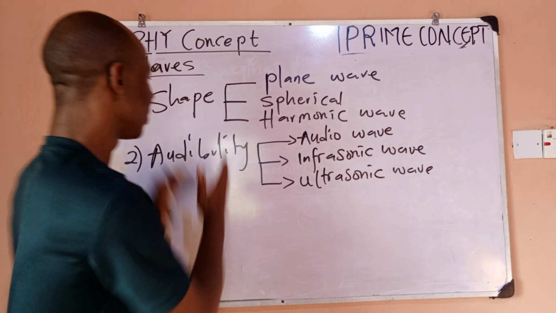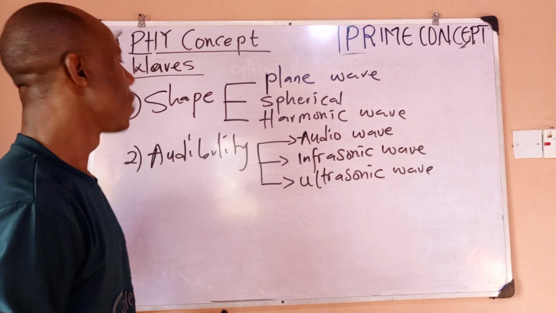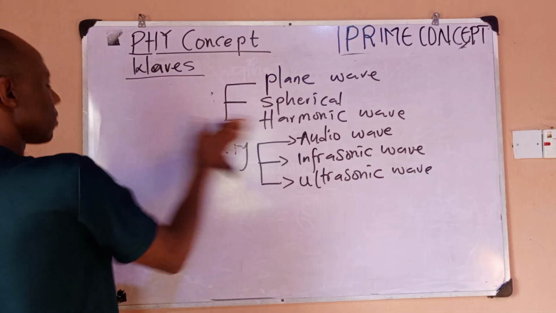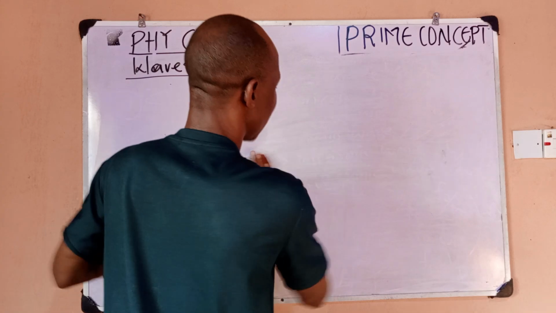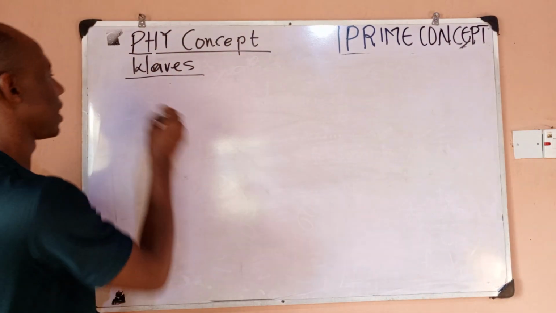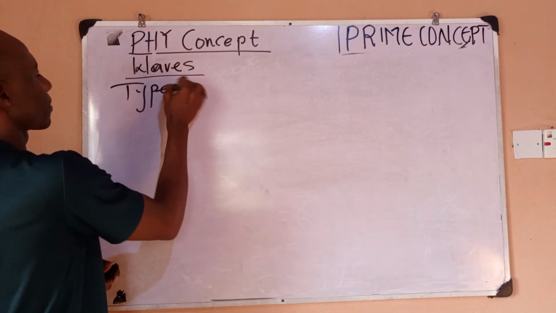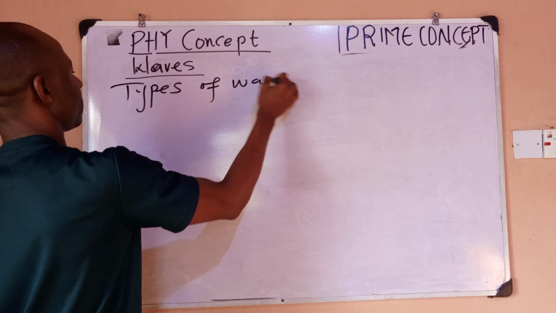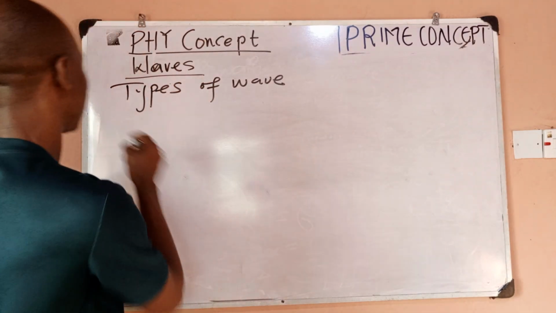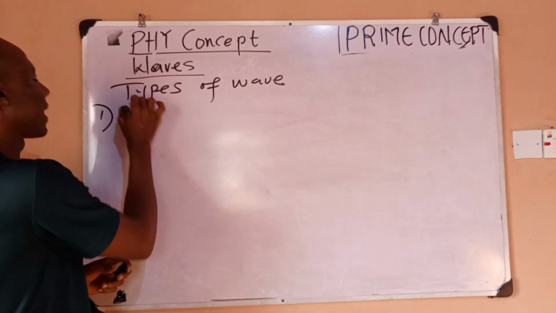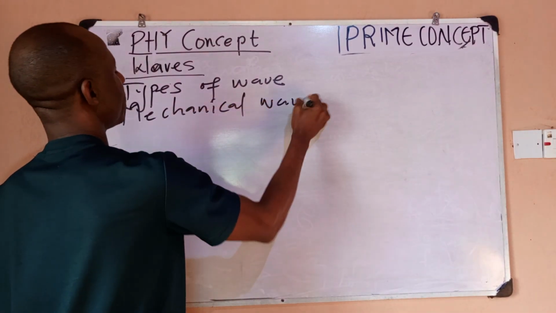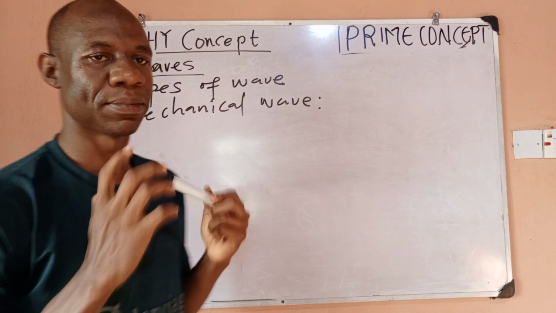So these are the classifications of waves based on shape and based on what? Audibility. So we also want to look at the types of waves that we can have. We have two main types of wave. Number one is mechanical wave. That's the number one type of waves.